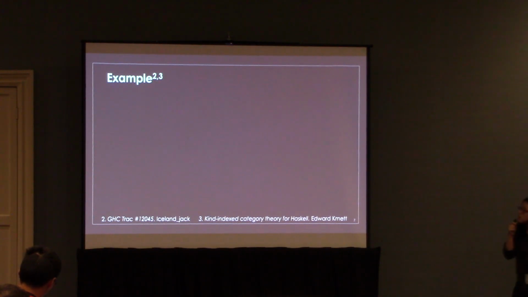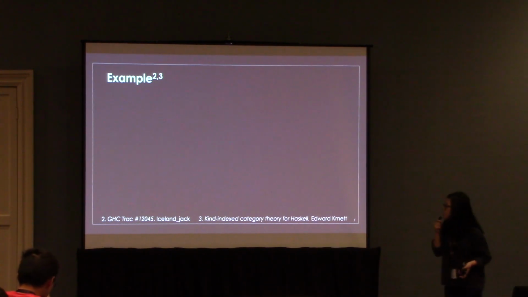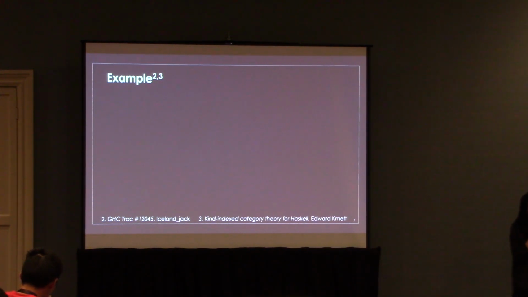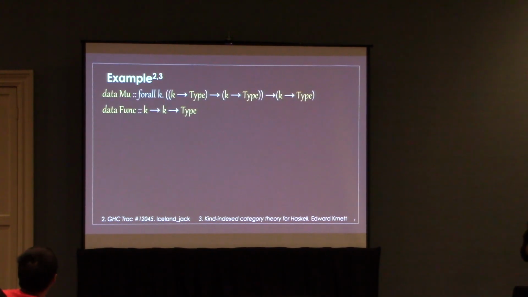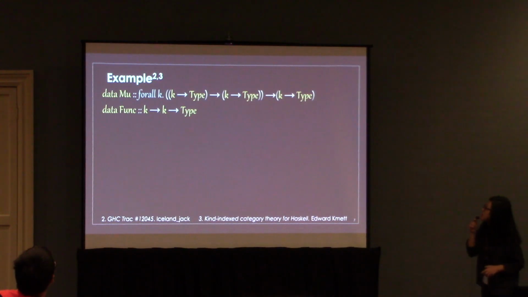And this is actually not my example. It's originally by Iceland Jack on one of the GHC Trac tickets, and it uses the category theory for Haskell by Edward Kmett. So it's going to be in Kind in Hask. That's a category theory for Haskell. Okay, so let's look at these two things.